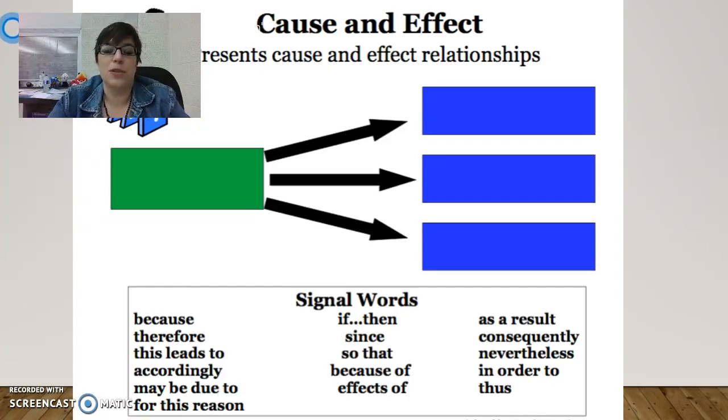So for an example, to use the hurricane example, you could have a Boy Scout troop has a meeting about fundraising for hurricane victims. And then your effects from that meeting could be they set up a GoFundMe page, or they set up a canned food drive, or they set up a toy donation. And all those effects are from that cause of them meeting to talk about the hurricane's damage.